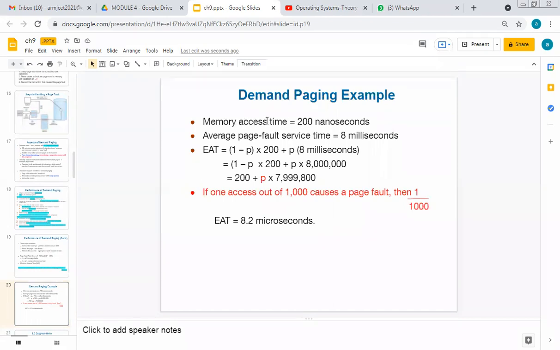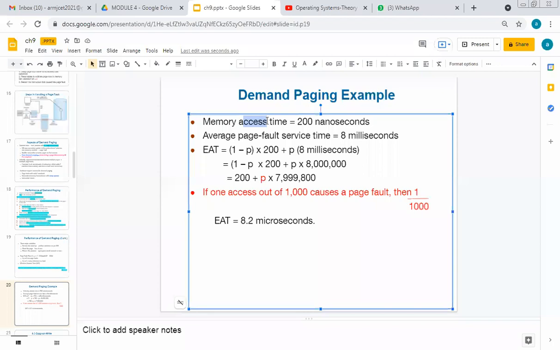So if it is the access time, definitely it is telling about occurrence. Page fault service is 8 milliseconds. That means if one page fault occurs, to service it needs 8 milliseconds. Right. So now here, what will be the p value? Probability. Okay. (1 minus p) into 200, because it's the memory access time.